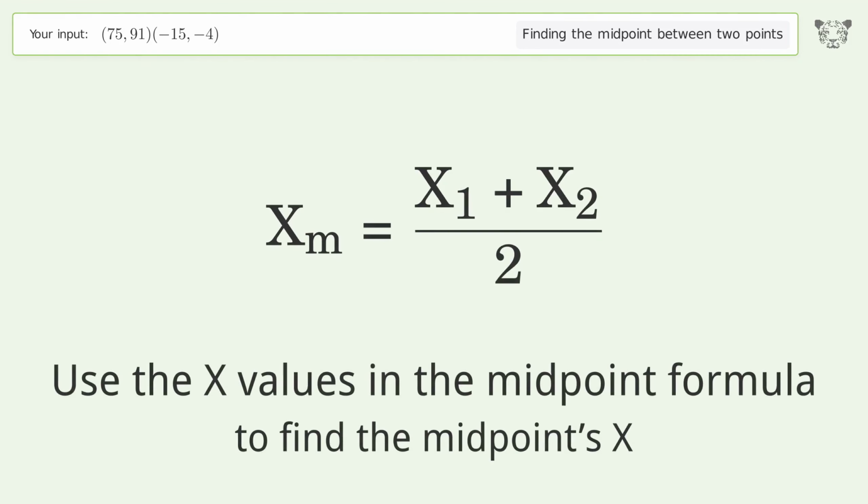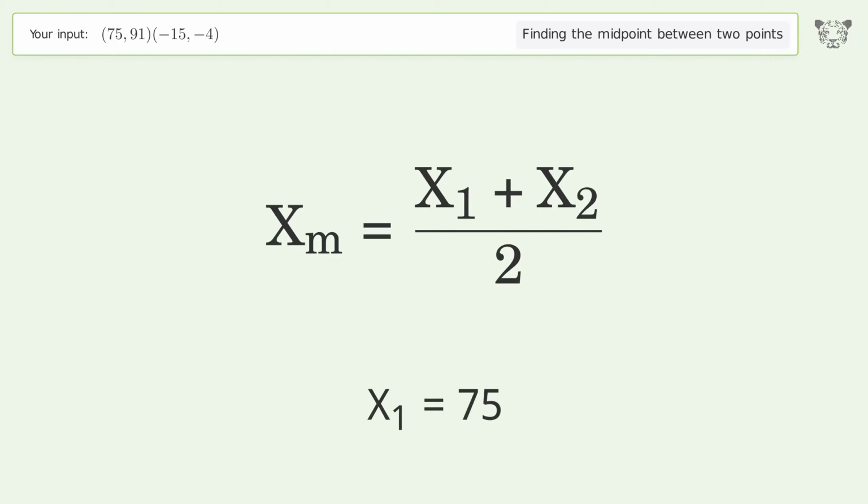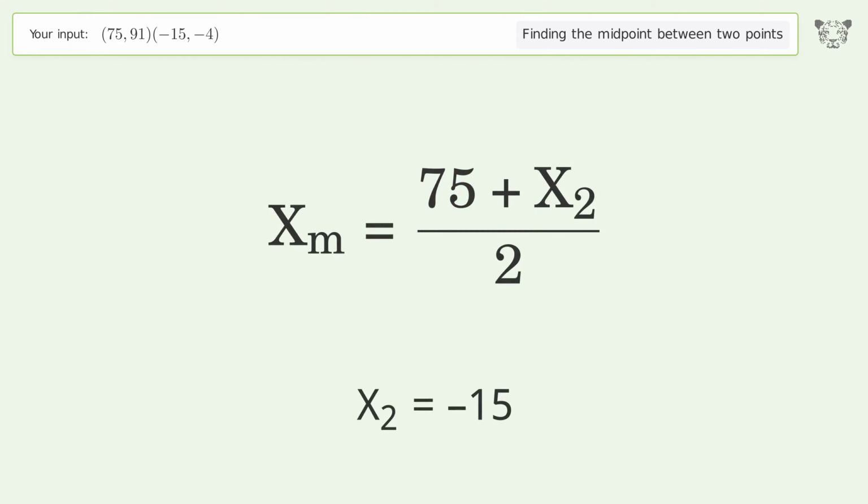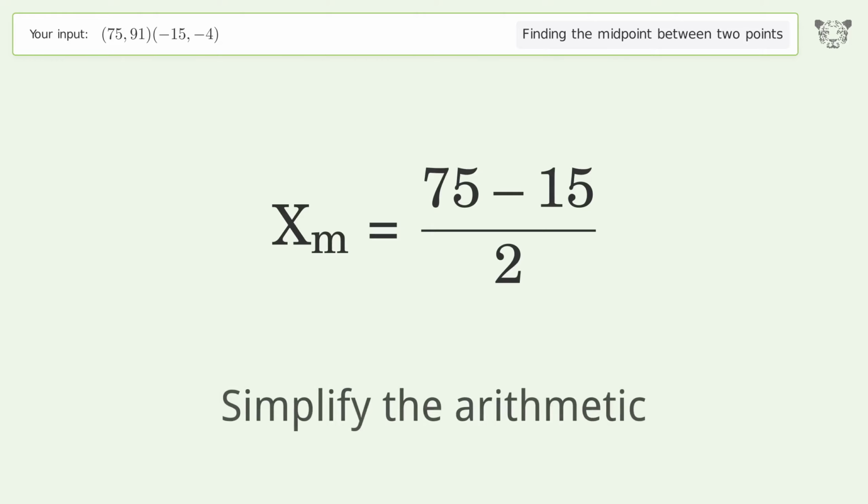Use the x values in the midpoint formula to find the midpoint's x. x1 equals 75. x2 equals negative 15. Simplify the arithmetic.